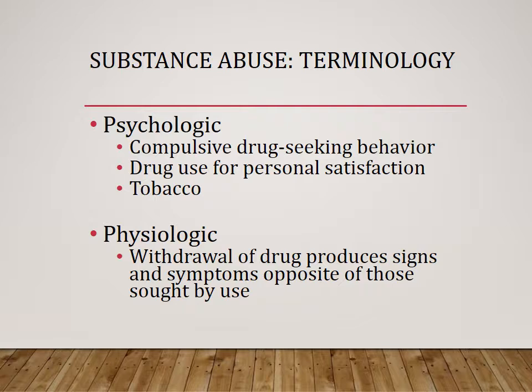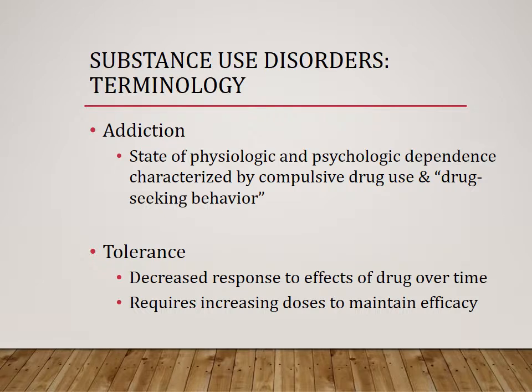So withdrawal, as manifested by either of the following: the characteristics of withdrawal syndrome for that substance, and these are specified in DSM-5, so the substance or closely related substance is taken to avoid withdrawal symptoms. And then we have addiction, so state of physiologic and psychologic dependence. And then tolerance is a little different, so you don't have dependence, but you have tolerance, so you've increased the number of receptors for the drug, and so it takes more drug to elicit the same effect.